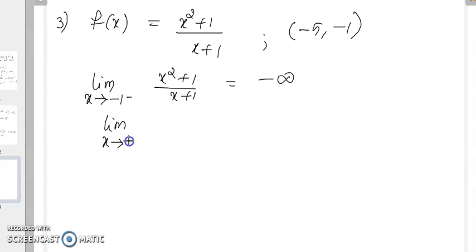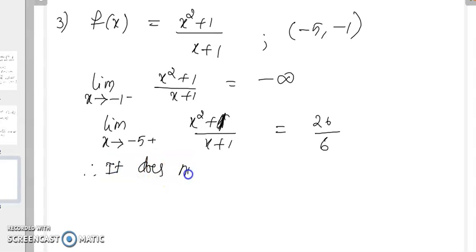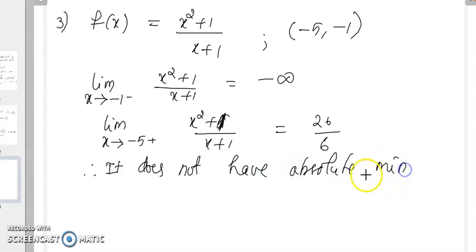And when you take limit x tends to minus 5 plus, x square plus 1 by x plus 1, you will have 26 by 6. So one of the limits is minus infinity, so the function goes to minus infinity as x tends to minus 1. Therefore it does not have absolute minimum. Now let us see if it has an absolute maximum. For that, find out the first derivative. So you have f of x equal to x square plus 1 by x plus 1.